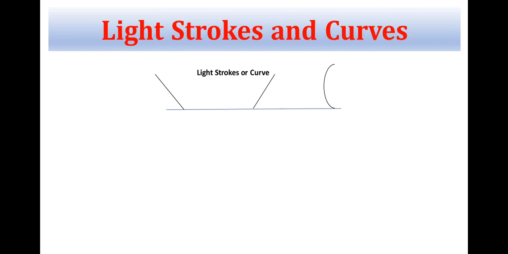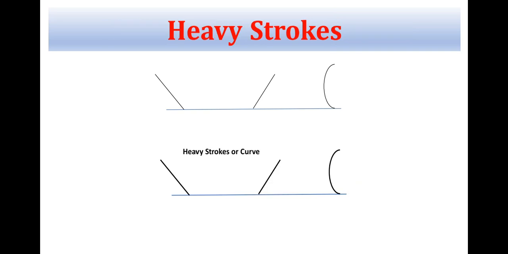So these strokes and dashes in Pitman Shorthand can be light strokes or heavy strokes. Let's look at it. The first one at the top is the light stroke. The second one, which is under it, is the heavy stroke. The only difference is that the first one has lighter lines, while the second has a thicker line. That is what differentiates between light strokes and heavy strokes.